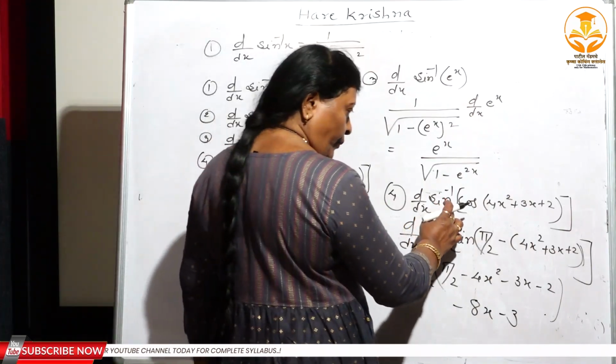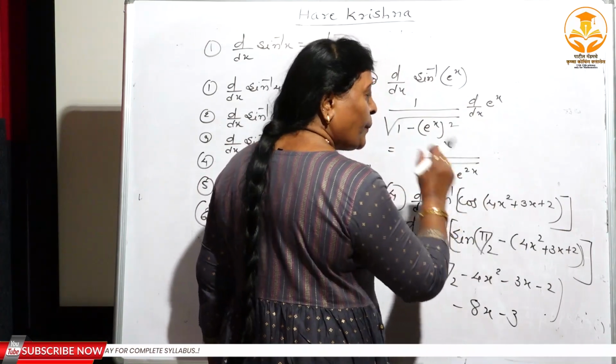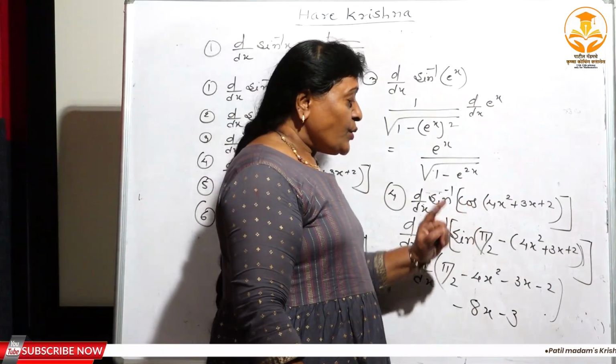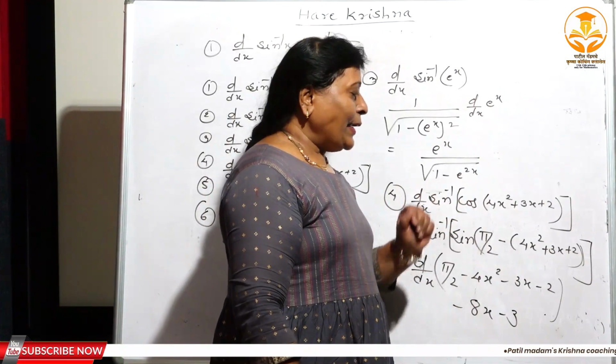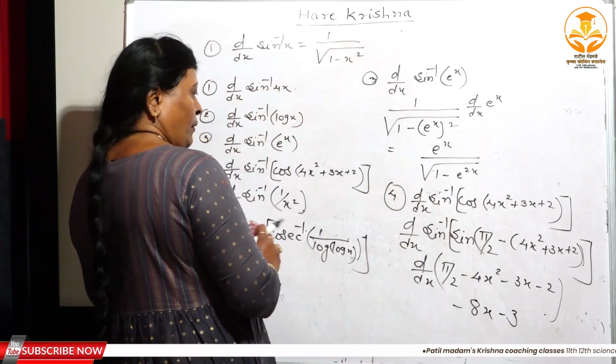Therefore, don't take any tension about such a big problem, because there are the tricks, right? So cos you can convert in the form of sin by taking the help of pi by 2. Such a problem you have to remember, isn't it?